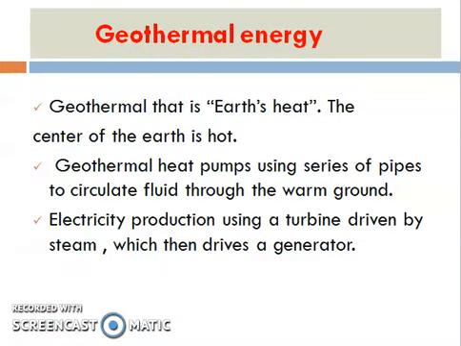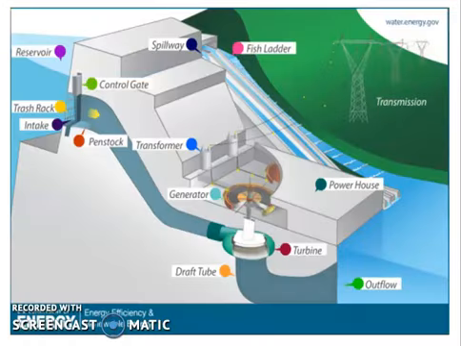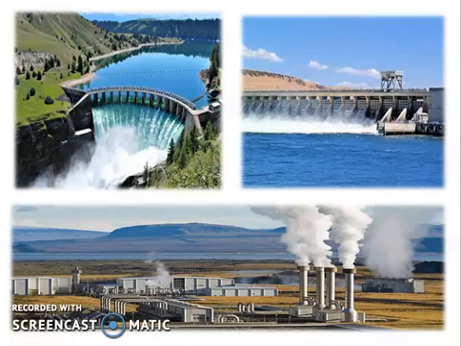Geothermal energy is the Earth's heat. The center of the Earth is hot. Geothermal heat pumps use a series of pipes to circulate fluid through the warm ground. Electricity is produced using a turbine driven by steam, which then drives a generator. In these pictures you can see how they look.